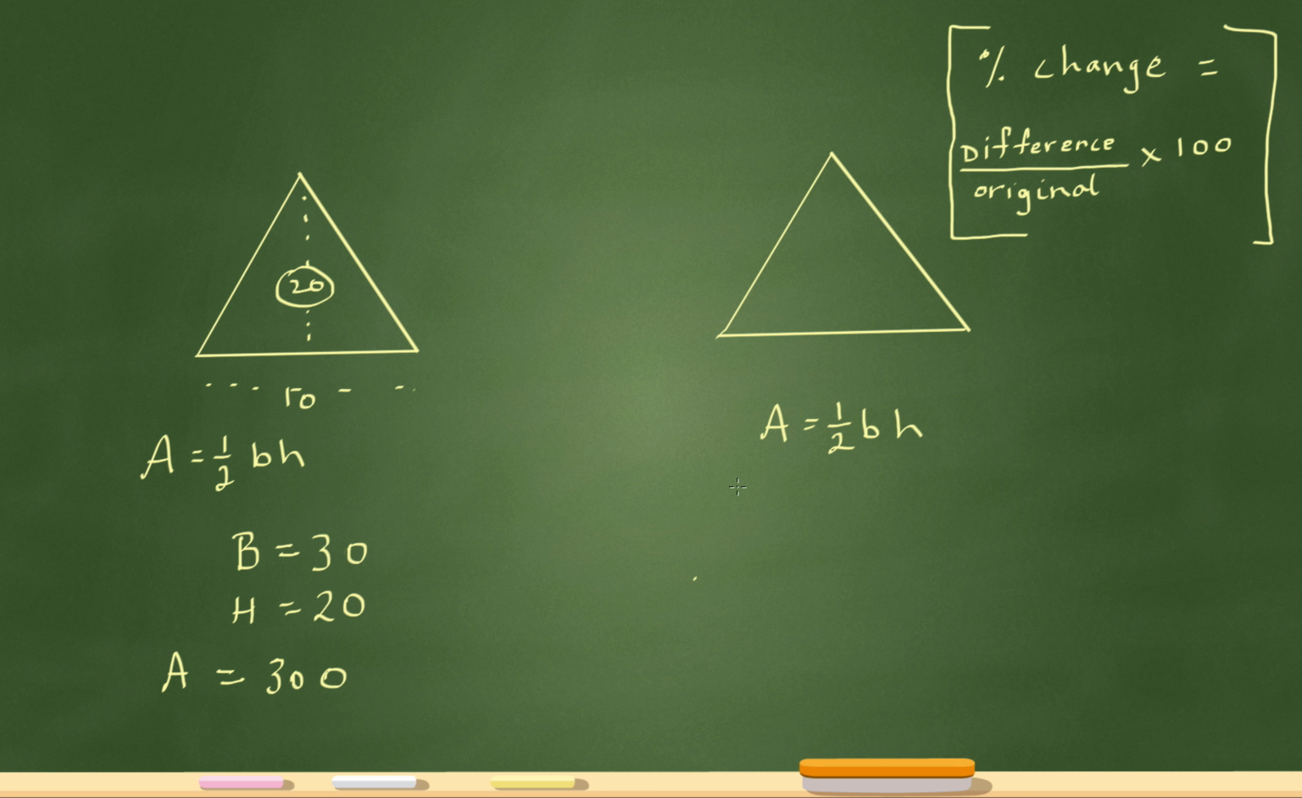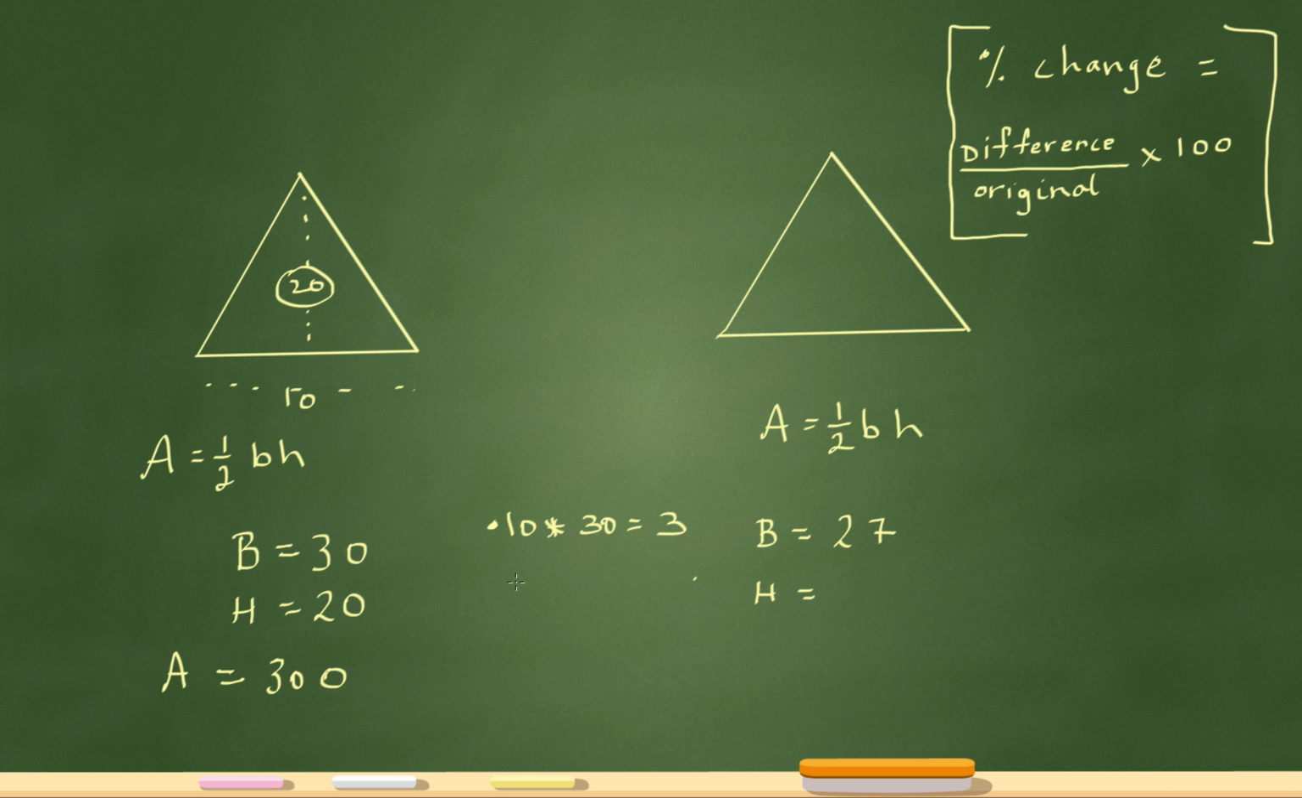Okay, now let's move on over here. Now the problem tells me the height is increased by 15%, while the base is decreased by 10%. So I'm going to have to figure out 10% of 30. 10% of 30 is 0.10 times 30, which is 3. So that means my base decreases by 3, so it's 27.